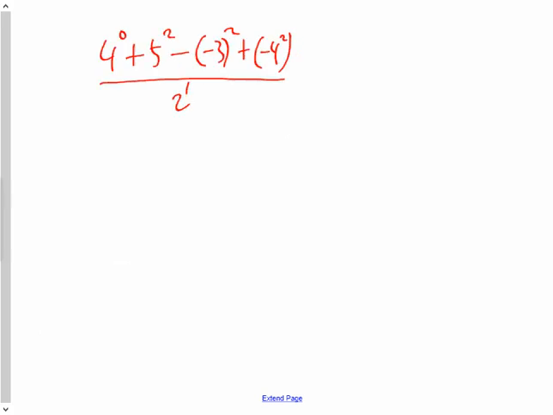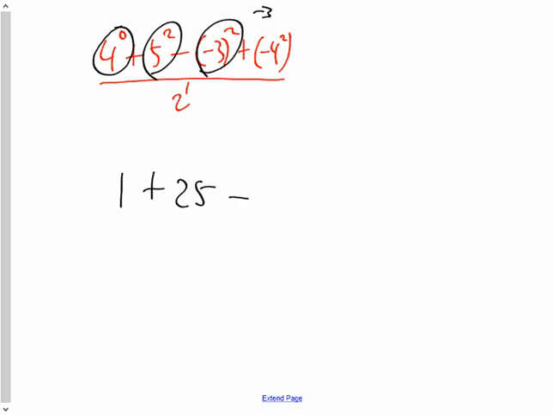Your next question has a string of exponential forms that are either adding together or subtracting. And then finally, you take that sum of all of those terms and then divide it by 2 to the exponent of 1. So if I think about this term, anything to the exponent of 0 we learned has a standard form of 1, plus 5 squared, which is 25. Take away -3 squared means -3 multiplied by itself, which is +9, plus, because the exponent of 2 is not in brackets, that is the opposite of 4 squared, which is -16.